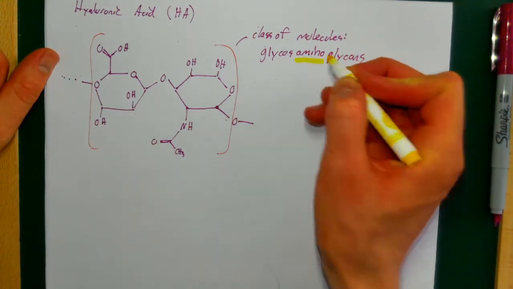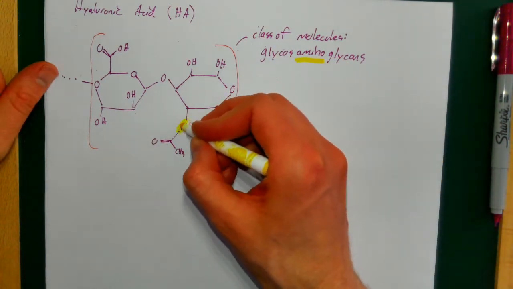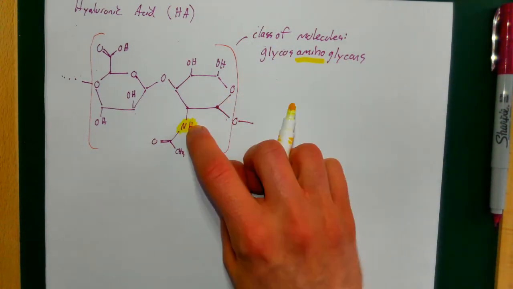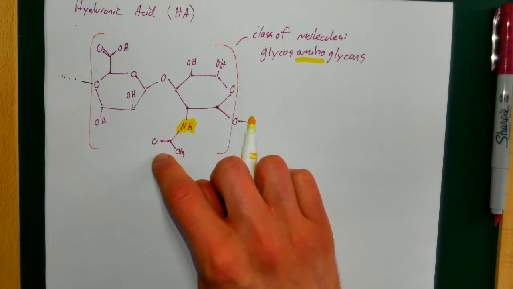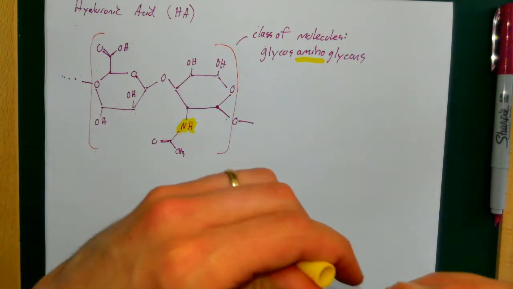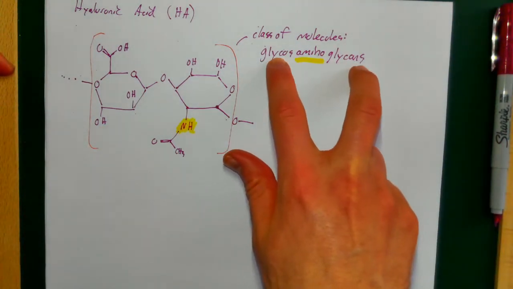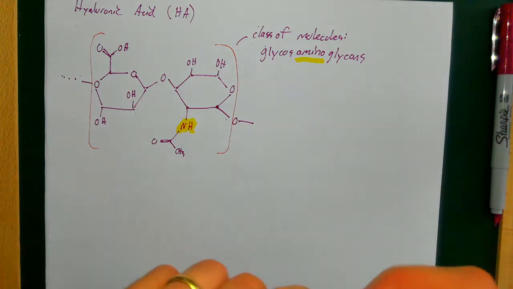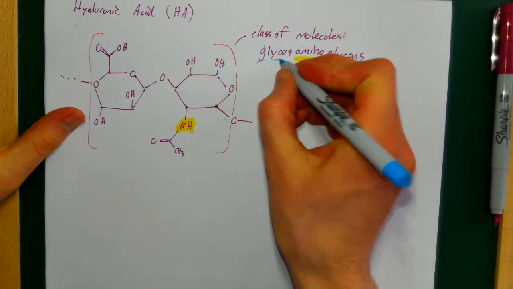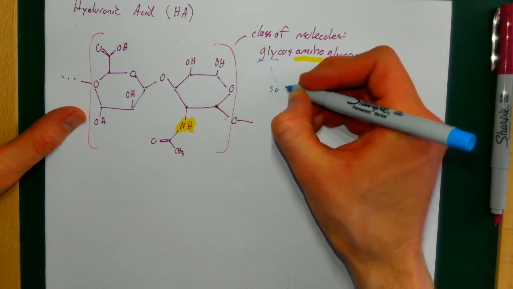Well, the amino part of glycosaminoglycan is in reference to the fact that there's an amine, or I guess in this case a modified amine group present on this. And the glycoglycan part, these words indicate that it's a polysaccharide, right? So these indicate that it's made of sugars.